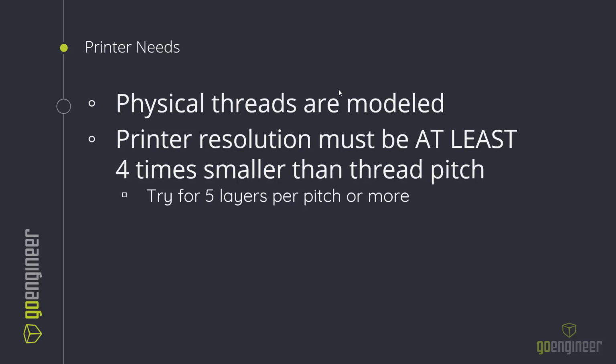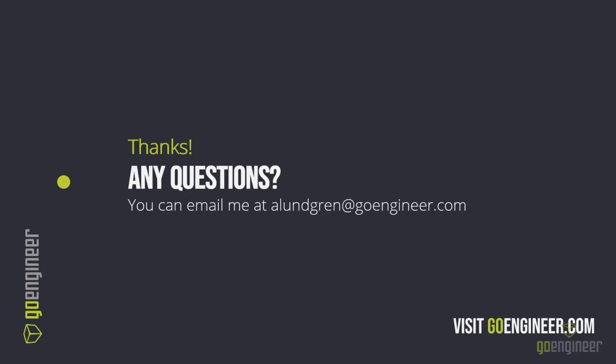That being said, and this next thing is mostly a printer issue, we need to make sure that our printer resolution is at least 4 times smaller than the thread pitch that we're trying to print. If it's any larger than that, then we have to retap that ourselves. The goal is to get 5 layers per pitch or more, and with this, the more the merrier, the finer the resolution, the better. That is it as far as 3D printing goes. I obviously just need the 3D modeled threads. And that is it as far as all of our thread questions go.